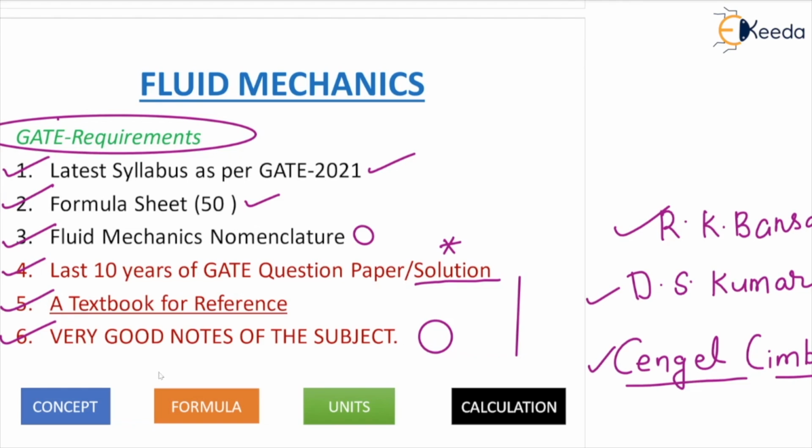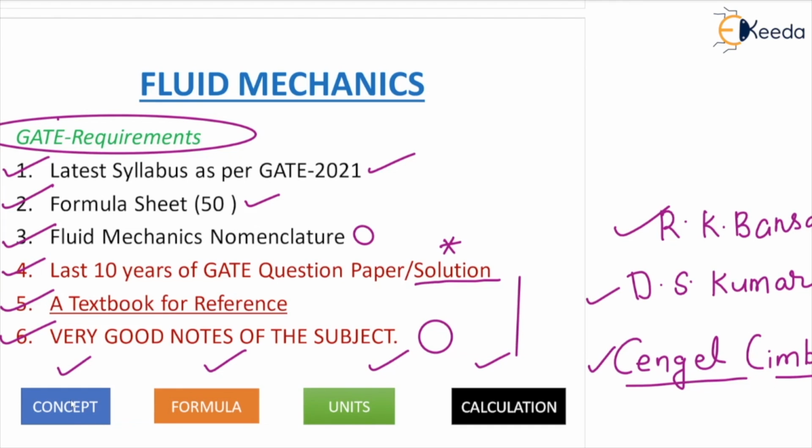And in the last, I want to tell you about the 4 important things for the preparation of the GATE examination. Concepts, you can see it is mentioned here. Concepts are very, very important. So why did I mention 1, 2, 3, 4 things here? According to me, each one contributes 25% weightage. I mean concept 25%, formula 25%, units 25%, and calculation. All these 4 things are very important.